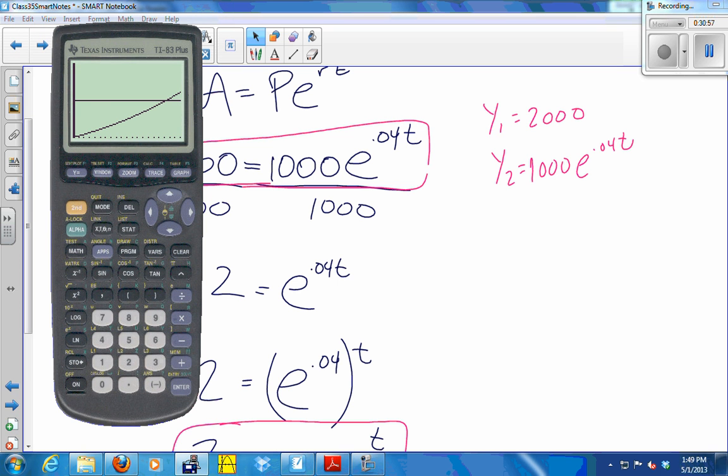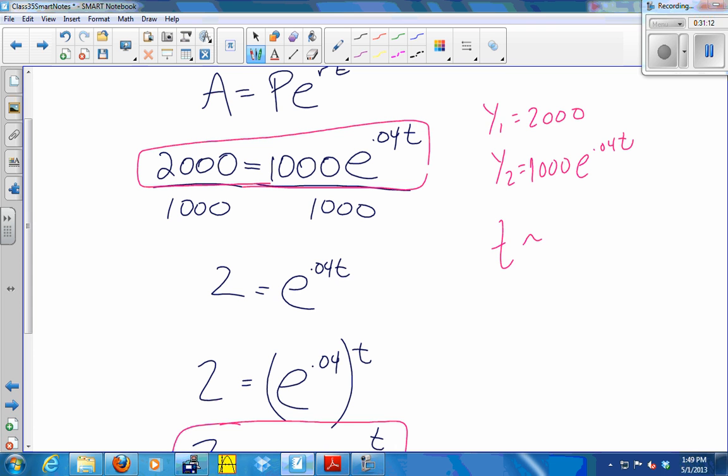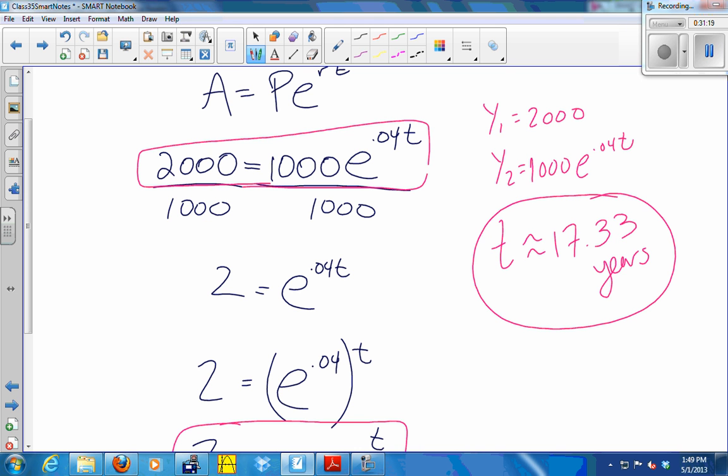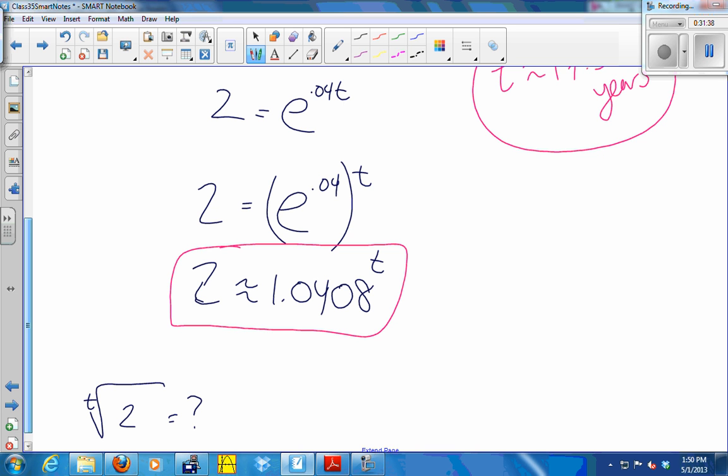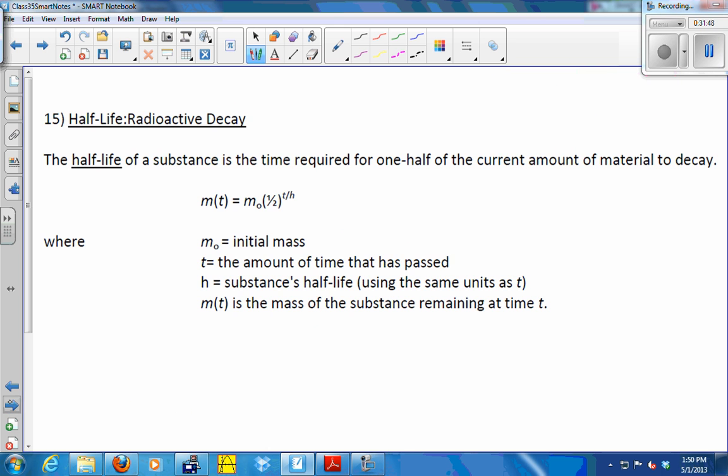So I'm looking for where these two intersect, and I do second calculate, intersect, enter, enter, enter, and we get 17.33 years approximately. So very soon, we will be developing the algebraic tool to solve this without using the graphing calculator, to undo raising something to the t. Today, nothing exists. There will be something.